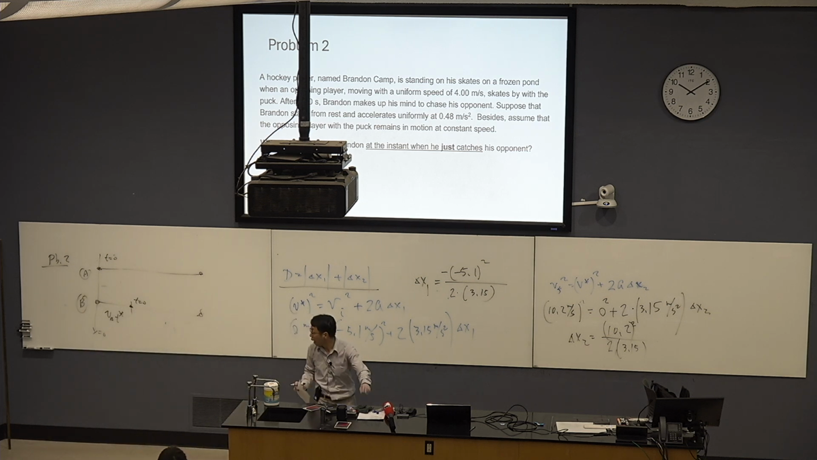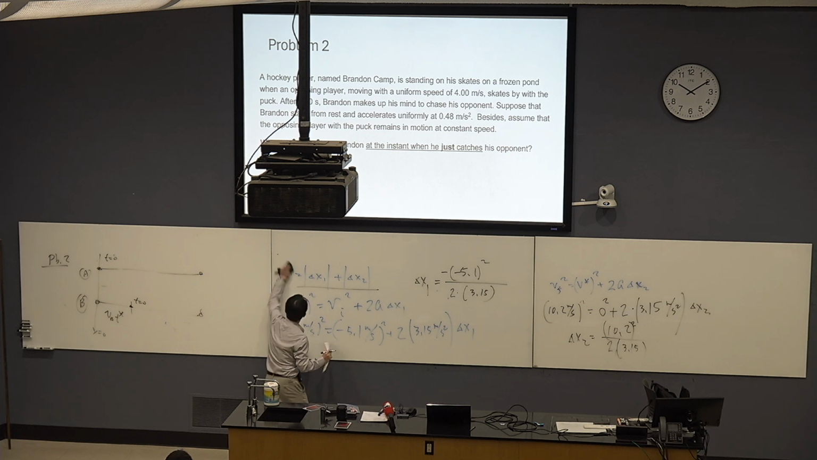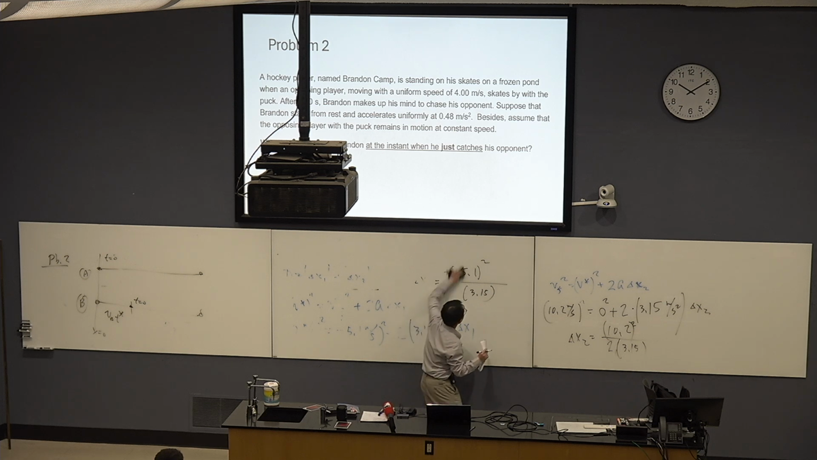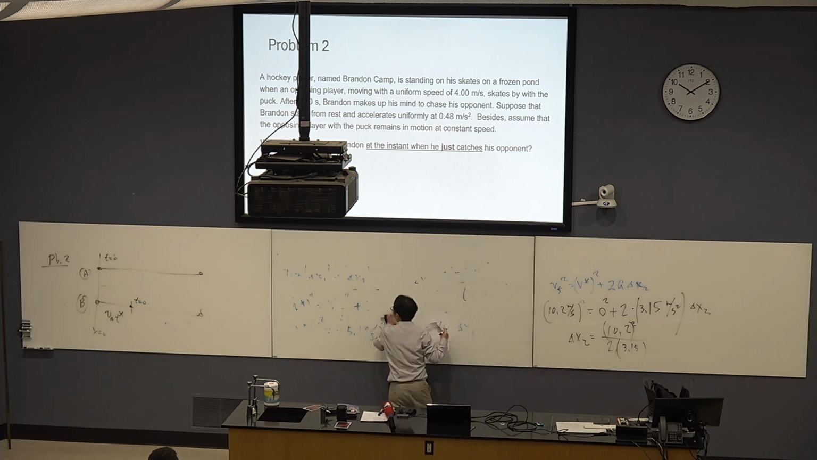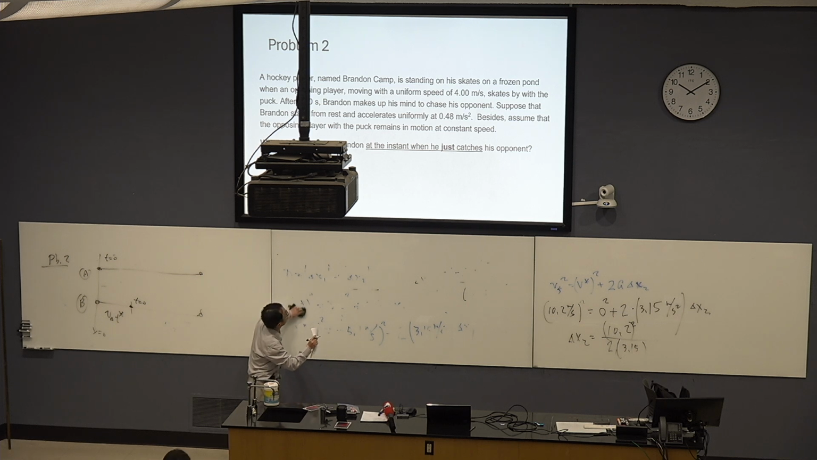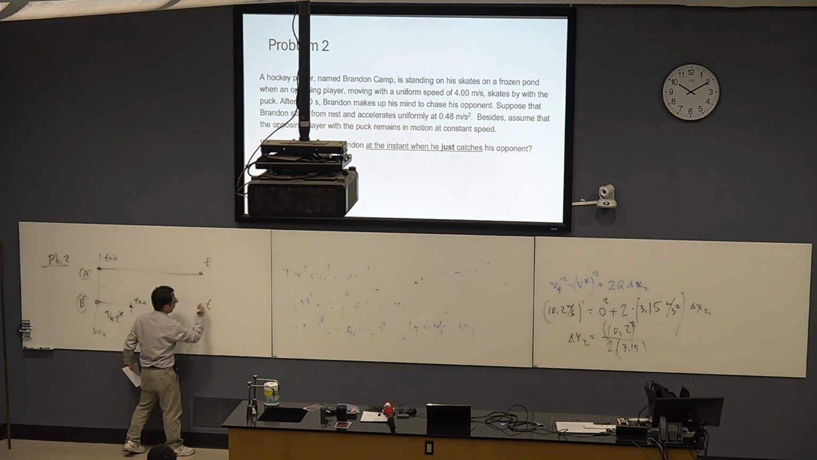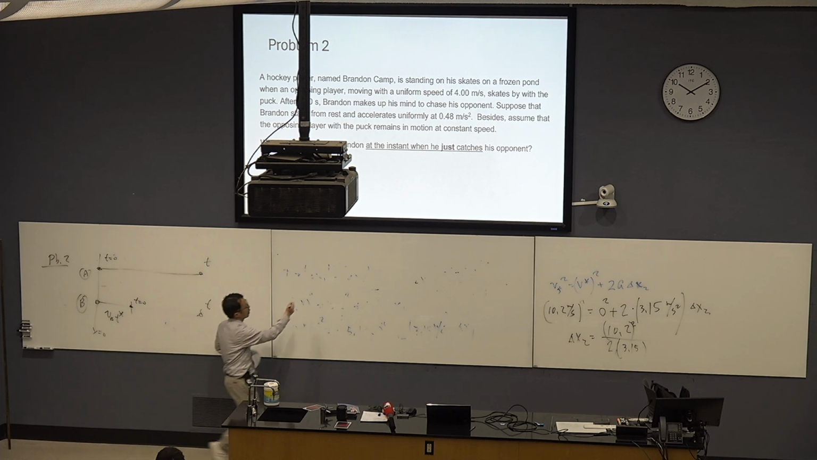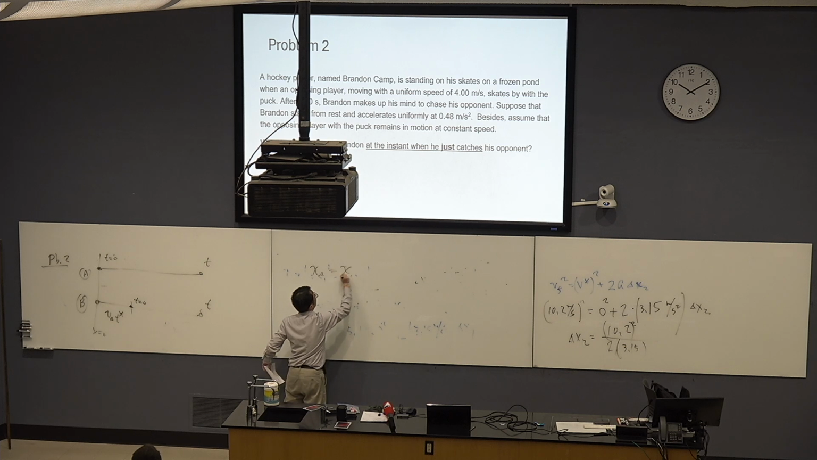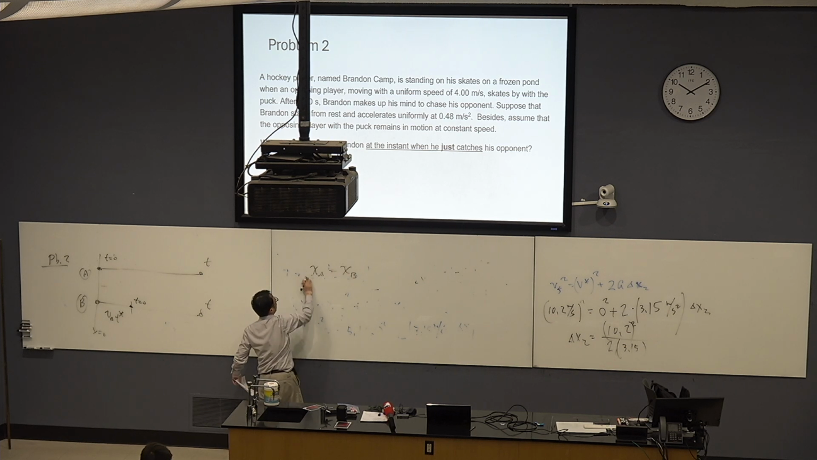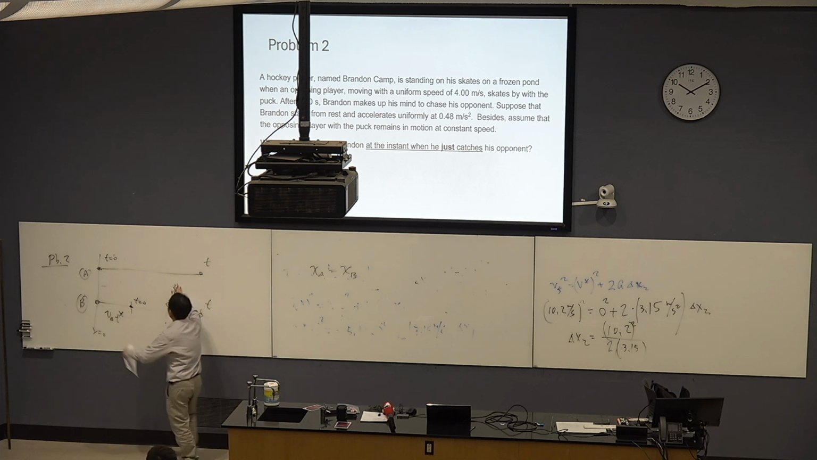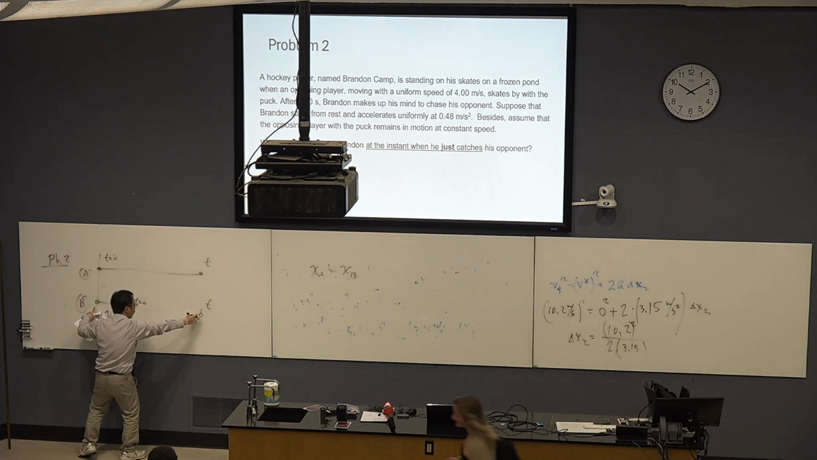In class, we said that in the end, Brandon will catch his opponent, and we can call the final time some final t. For this problem, you still need to solve for t first. Once you solve for t, you will be able to know the rest. Let's say the final time is t for both, and we can consider XA equals XB, the total displacement for the two.